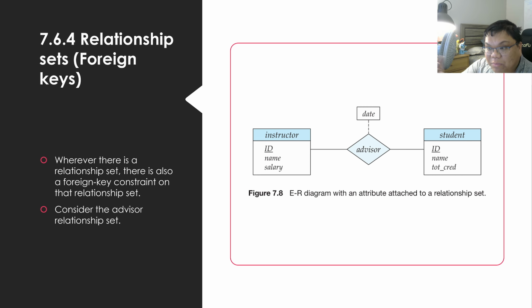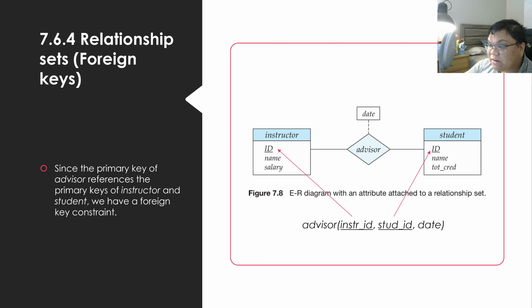It might be a little bit simpler to illustrate with a binary relationship set. So let's say we form our schema for advisor with attributes instructor ID, student ID, and date. We can only add an entry to advisor if the instructor and student exist. This is what it means to have a foreign key constraint. We can only add an entry into advisor if the instructor and student exist.